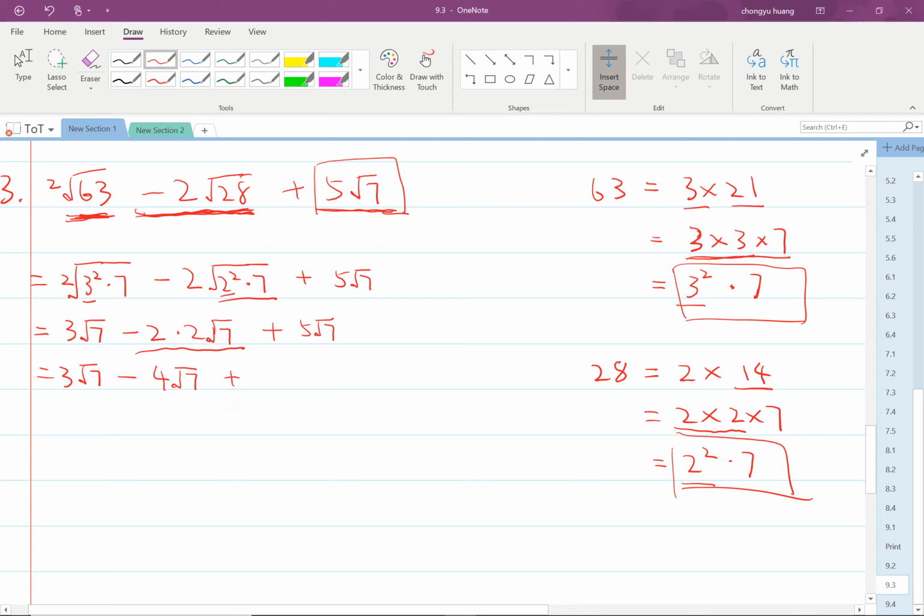So what you do is you just add and subtract those coefficients. Okay, 3 minus 4 and then plus 5. Over here you can simply add and subtract those coefficients. So our final solution will be 4 square root of 7. Okay, let me check again. Yes, our final solution for this problem will be 4 square root of 7.